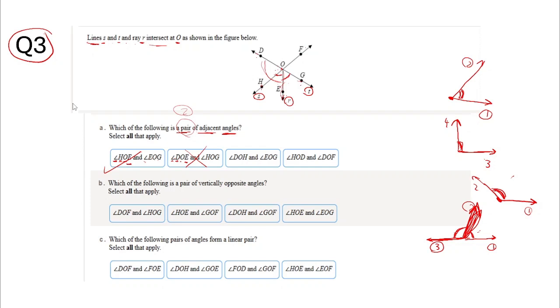Okay, let's see the other one, angle DOH. This is the angle DOH, and angle EOG. Are DOH and EOG adjacent angles? There is no common ray, so they cannot be. This is not the right answer.